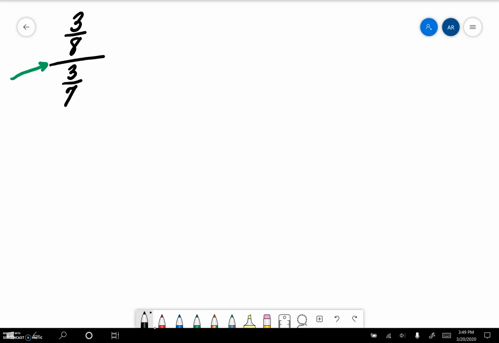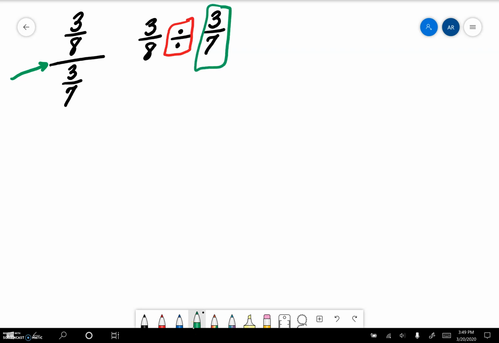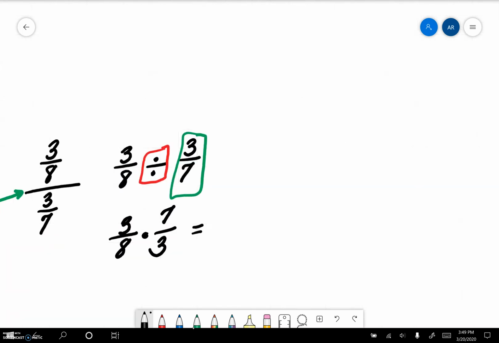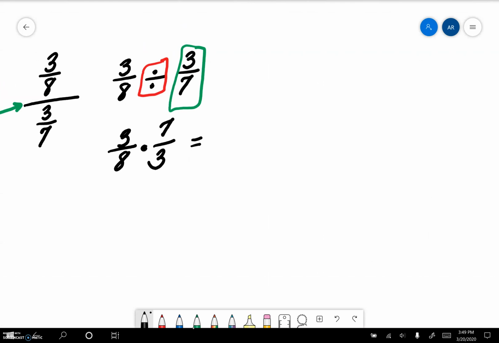So I would just rewrite it. So if you rewrite it, it becomes 3/8 divided by 3/7. And the rule states when we have a problem like this, we convert this to multiplication, and then we take the reciprocal of this number. So I'm just going to rewrite it as 3/8 times, and remember, flip this next number, which is 7/3. Once you do that, I just rewrite it as 7 times 3 all over 8 times 3.